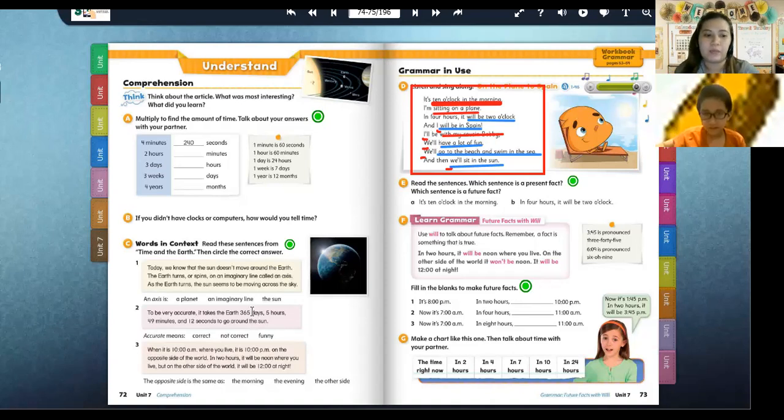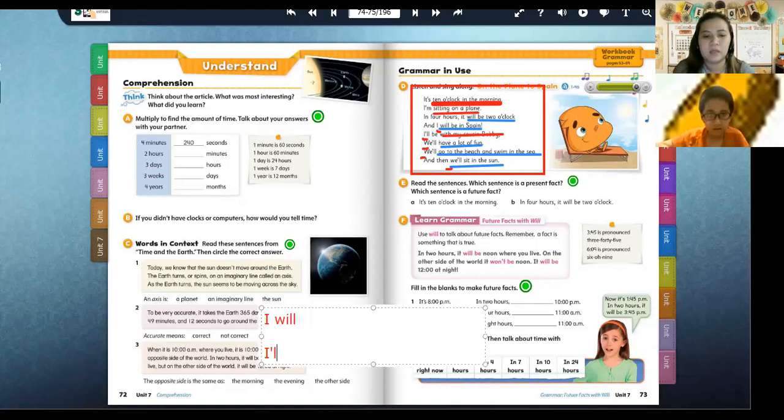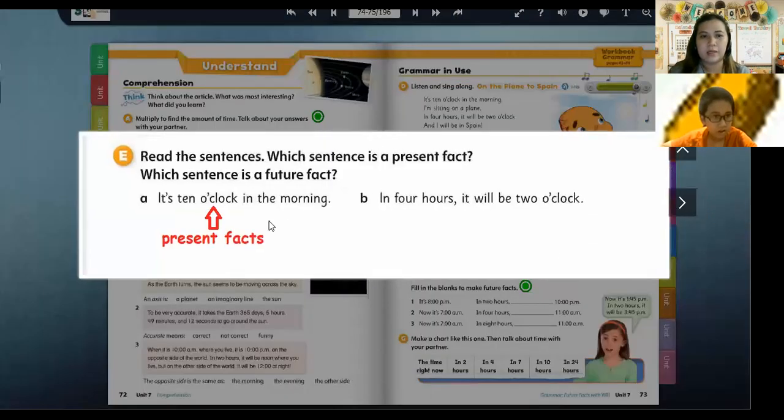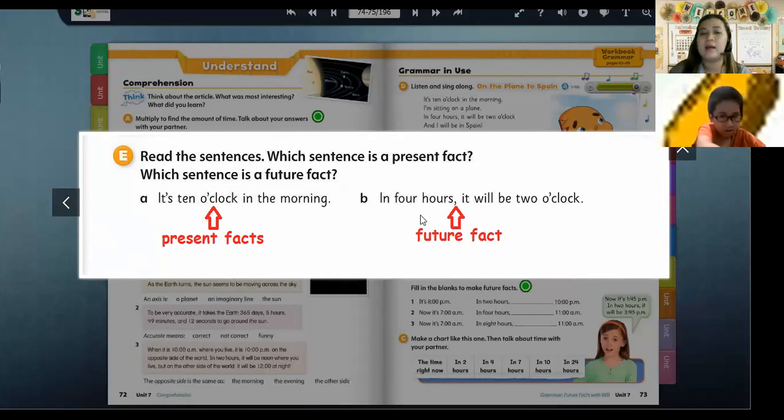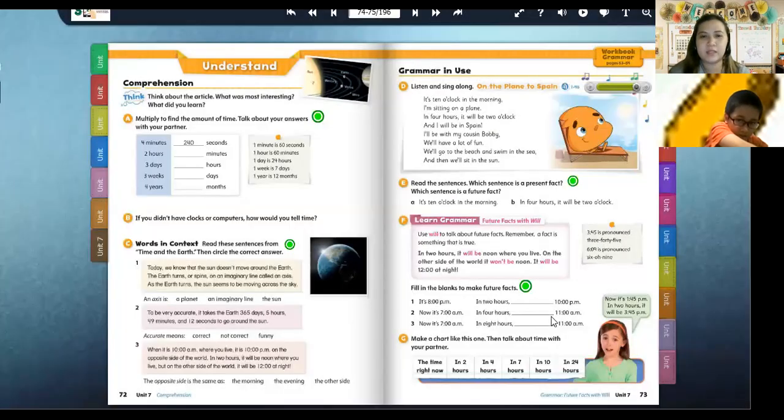So that's how you can identify that it will be in the future, because you can see I will or I'll. So that's how you identify present and the future. Okay. So as you can see, it's 10 o'clock in the morning, so this is the present fact. In 4 hours, it will be 2 o'clock. So that's the future. And that is the same with how you answer, and that is correct. Very good, Vivu. Thank you so much for that.